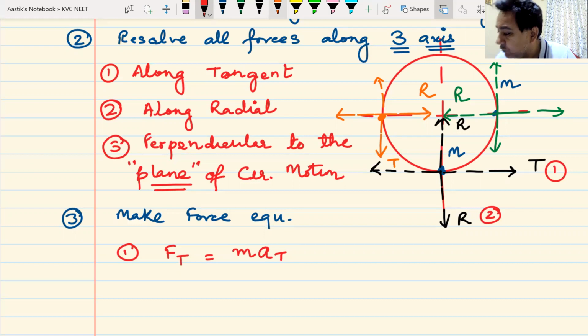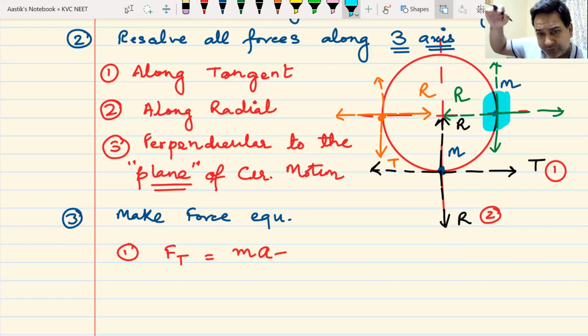let me use this blue. If I look at this point, there is one force acting along the tangential direction. What is that force which is acting along the tangential direction? When this body is moving on the circular path, there is one force which is acting along the tangential direction. What is that force?